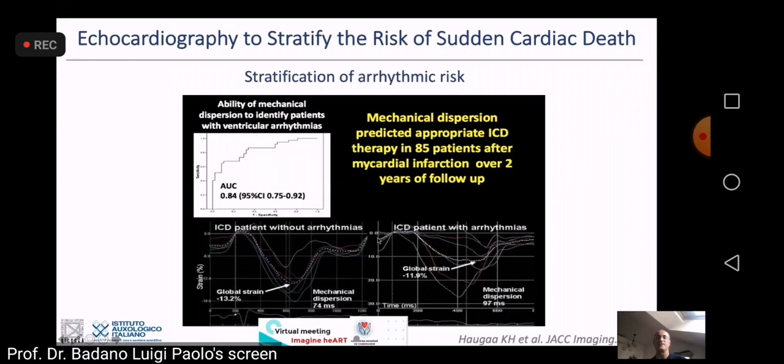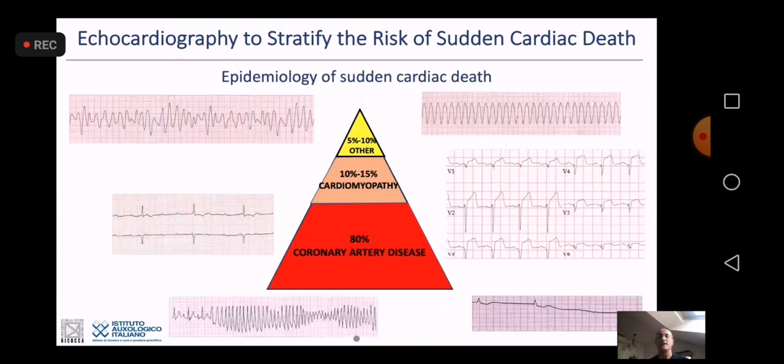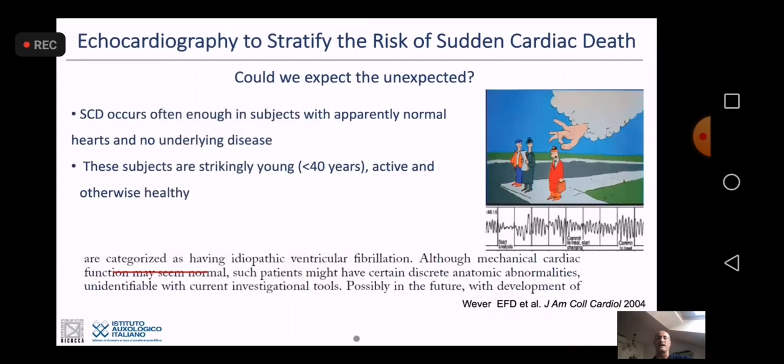This is important and has been published in several papers in patients with ischemic cardiomyopathy, and that has been done. But there is not only coronary artery disease. Even if coronary artery disease is the large majority of patients who are at risk of sudden cardiac death, there is another important number of them with cardiomyopathy, and then there are 5–10% of patients with no apparent structural heart disease that are at risk of sudden death. And these are the most challenging to identify, and also the most vulnerable part of the population, because usually they are quite young, active, and otherwise healthy.